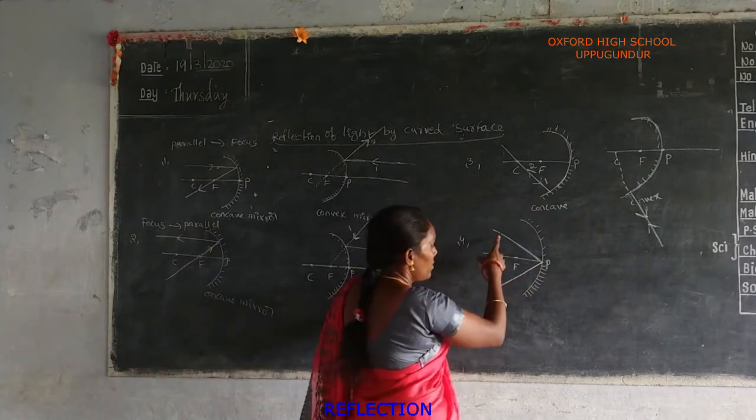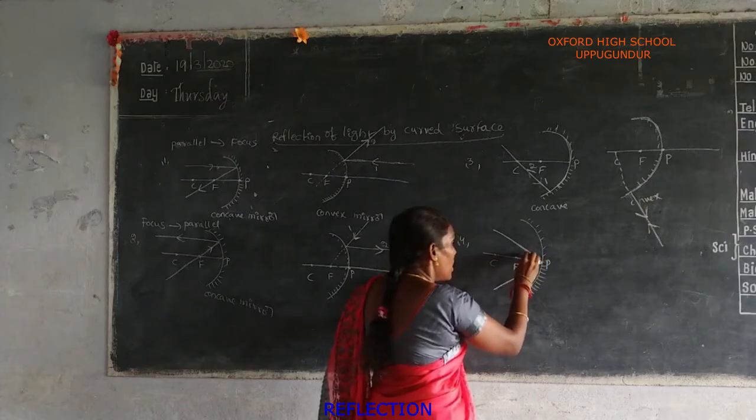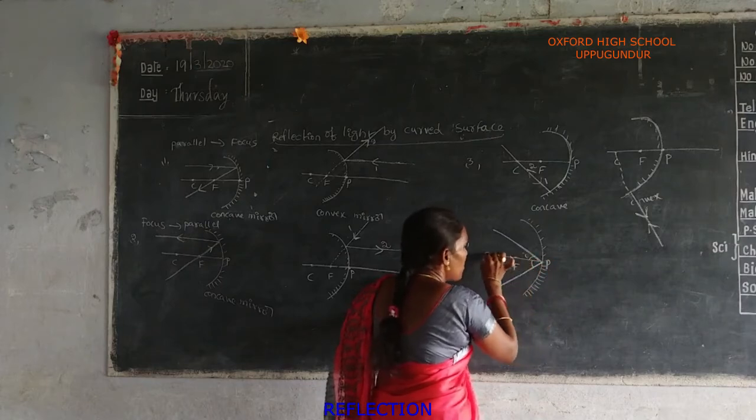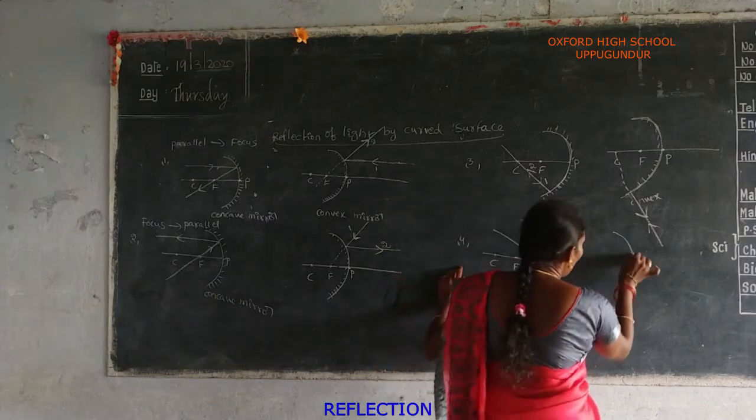This is the incident ray. It makes a certain angle with the principal axis and the same angle should be made by the reflected ray with the principal axis. And next, convex mirror.